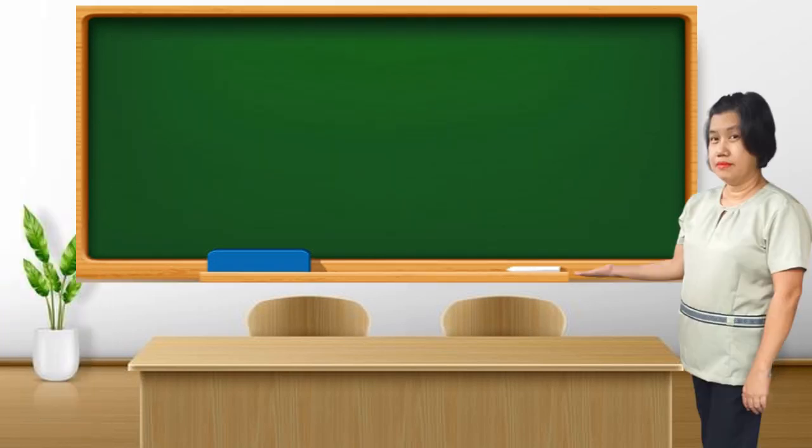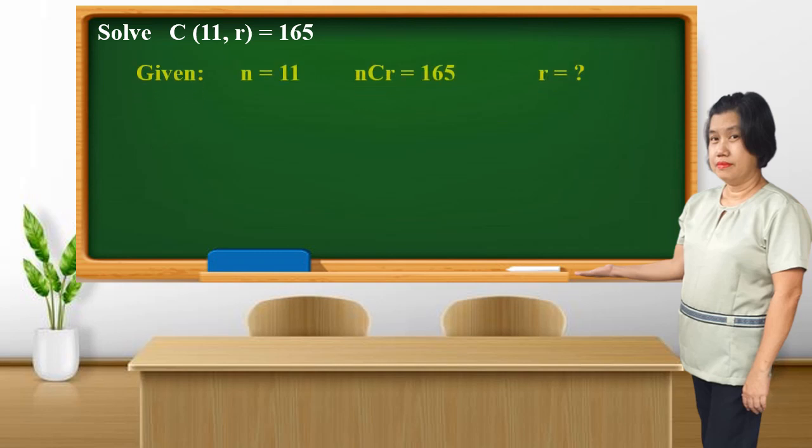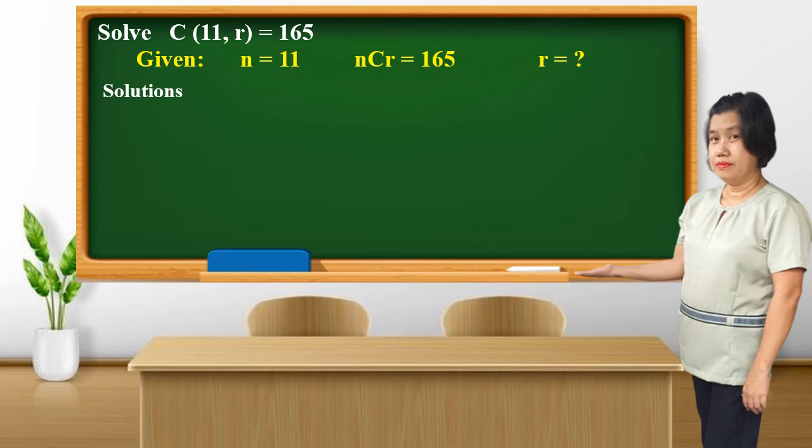Let's discuss the next example. Solve the combination of 11 objects taken r at a time is equal to 165. Let's have the given. n equals 11, nCr is equal to 165, and the value of r is unknown. For the solutions, we will start at 11. So we have 11 times 10 is equal to 110 divided by the number of nCr, which is 165, and 110 divided by 165 is equal to 0.666. Since it cannot be transformed into factorial form, we will continue multiplying.